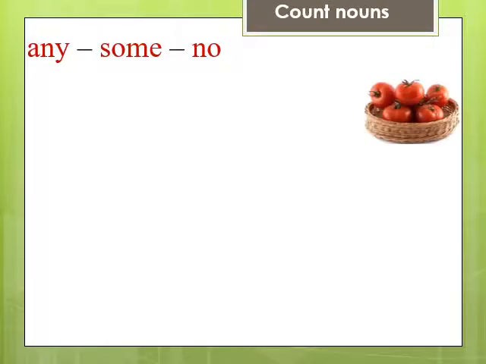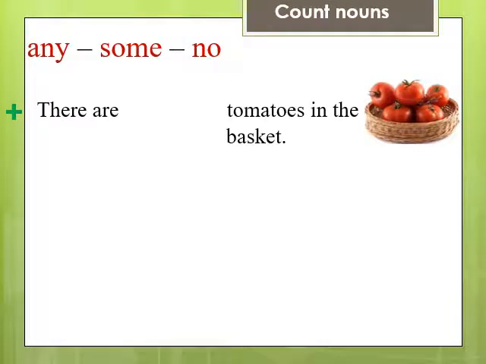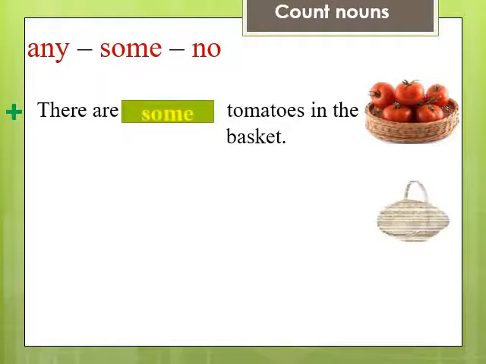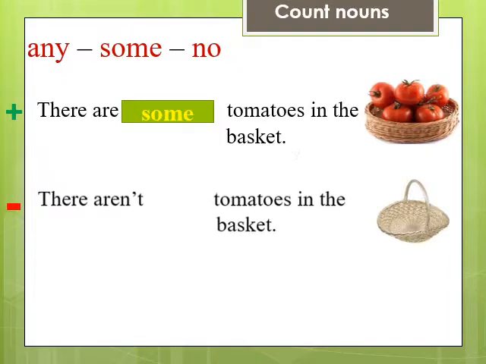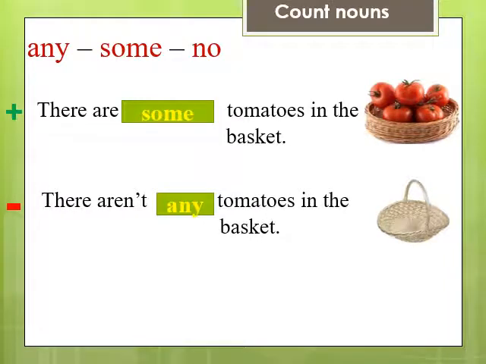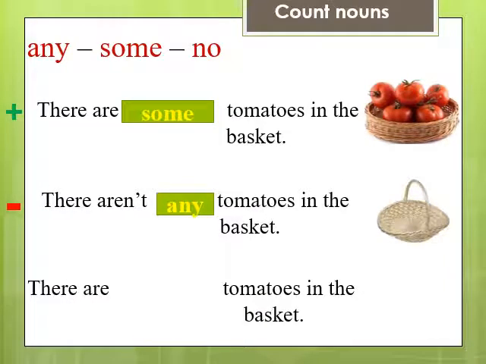Okay, now let's look at countable nouns. Any, some, and no. Okay, so we have tomatoes in the basket. There are some tomatoes in the basket. The second example, in negative, there aren't any tomatoes in the basket. Or there are no tomatoes in the basket.